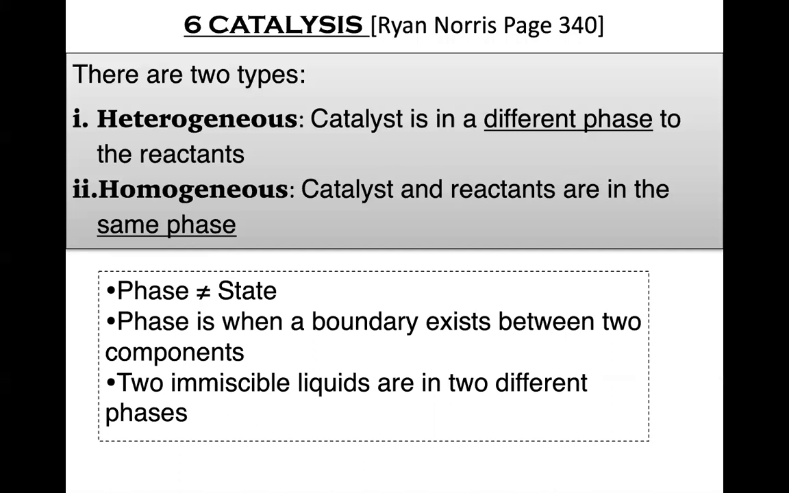Phase is when a boundary exists between two components. For example, you can have two liquids, say oil and water. They are in the same state, liquid state, but they are in different phases. Why? Because they don't mix. There's a boundary. Whenever there's a boundary between two species, we say that they are different phases. Like two immiscible liquids are in two different phases.